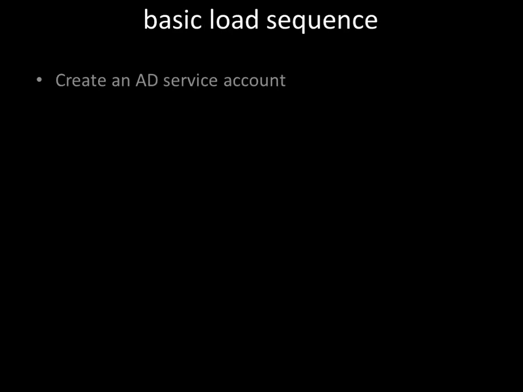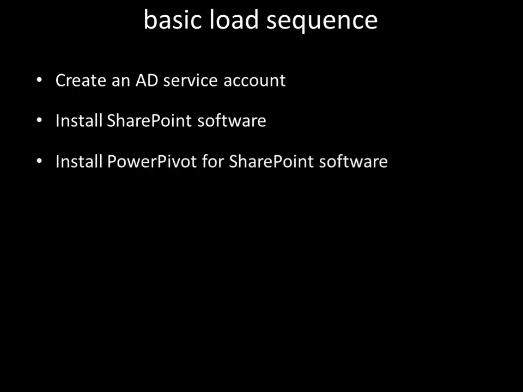The basic load sequence we'll go through is we'll create an AD service account in Active Directory. When we create that account, it won't need any privileges. Anything it does need will be assigned during the install sequence. Then we'll install the SharePoint software onto the application server, but we won't run the farm configuration at this point. Then we'll install the Power Pivot for SharePoint software. This is done using the SQL 2012 installation DVD.